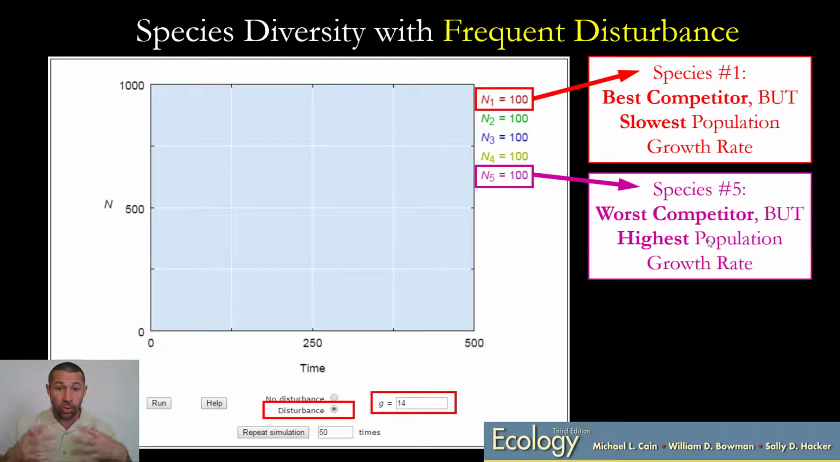Okay, so now we're going to ramp up the frequency of disturbance. Now we're going to rerun the simulation, and we've got 14 forest fires that are going to rip through during the 500-year period. Who do you think is going to be selected for, and what do you think is going to happen to the number of species in the system?